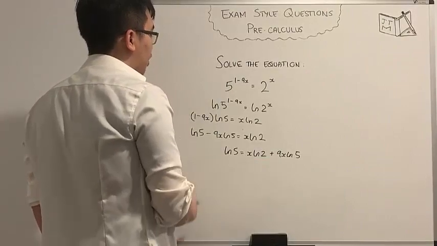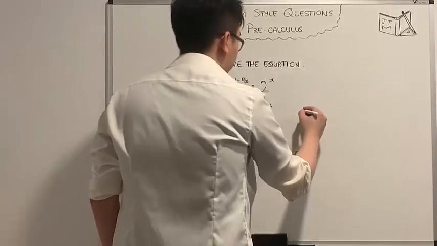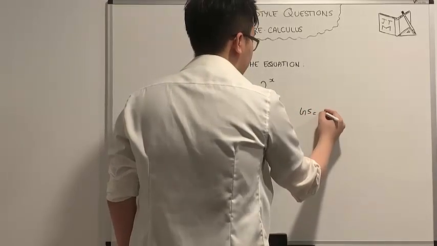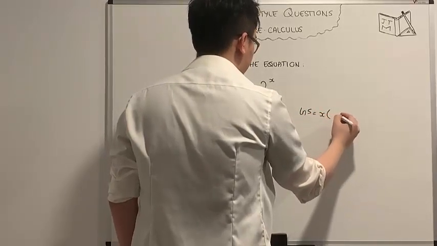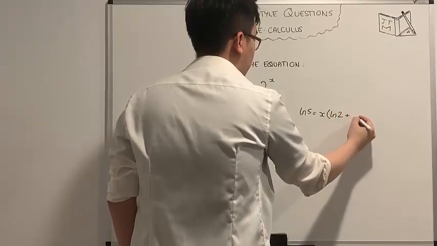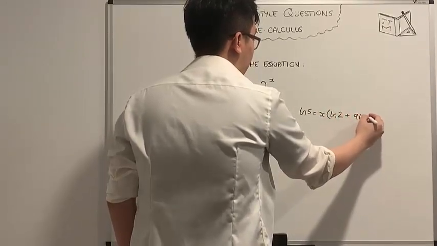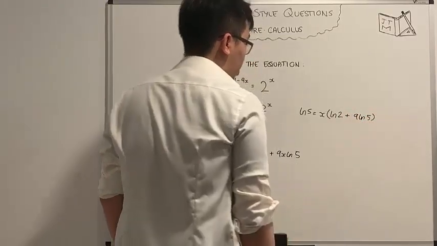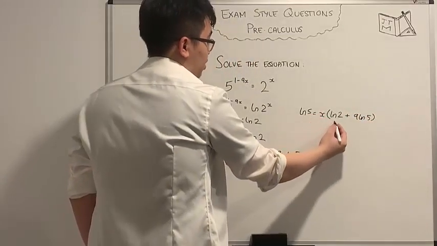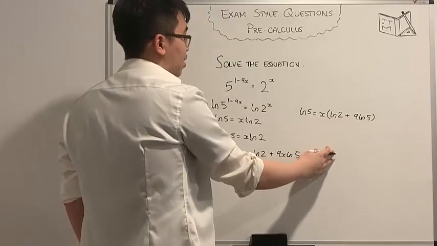You might notice that there is an x in front of each of these terms, so we can go ahead and factor an x out. So we'll have ln 5 equals x as a factor, and ln 2 plus 9 ln 5. So here we've almost got x on its own. We just need to get rid of this ln 2 plus 9 ln 5.